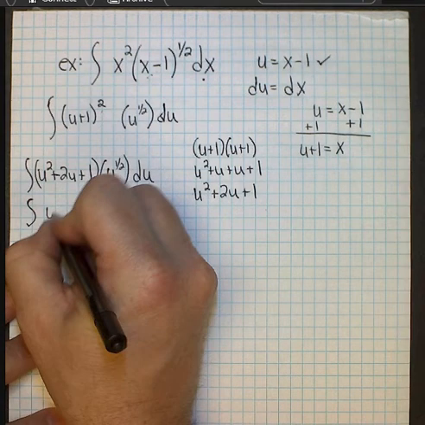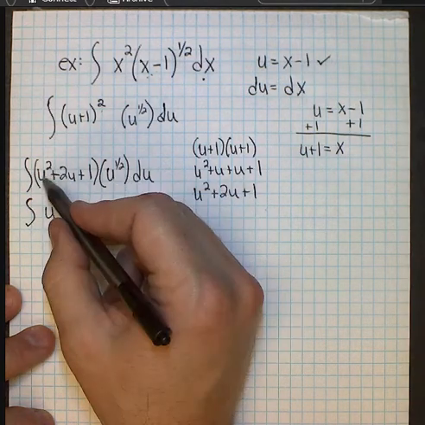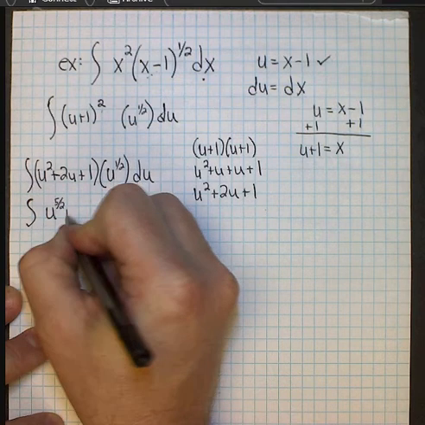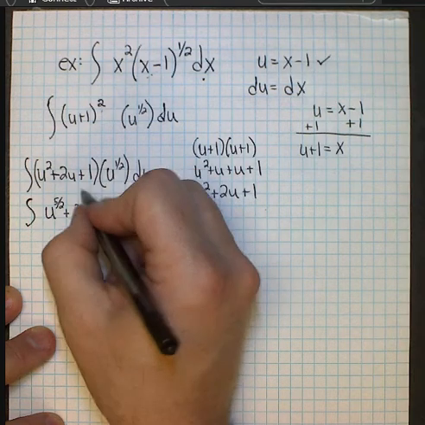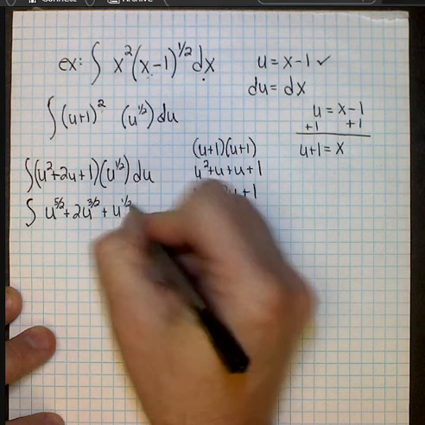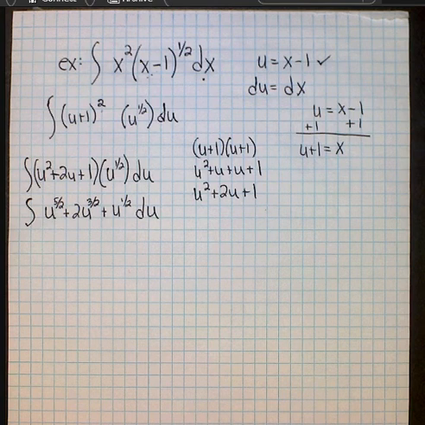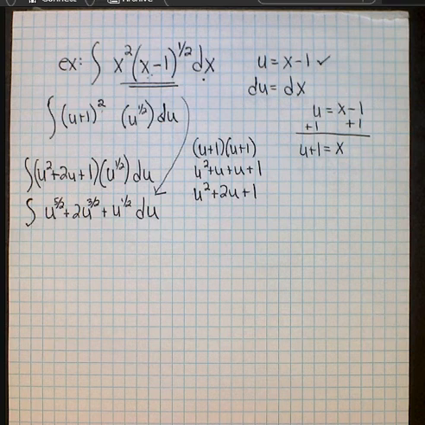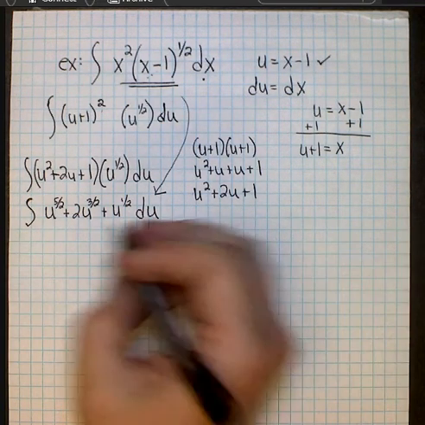So I have u, when I multiply this u to the 1/2 times this u squared, this is really 4 over 2, so I'm going to get u to the 5/2, plus 2u, adding a half to a 1, that's going to get me 3/2, plus u to the 1/2 du. And I finally have been able to rewrite this nasty looking integral in terms of something that I can now take care of. So now I'm beginning to integrate.